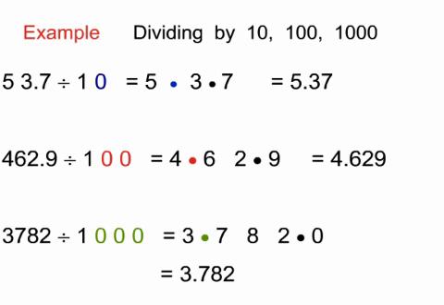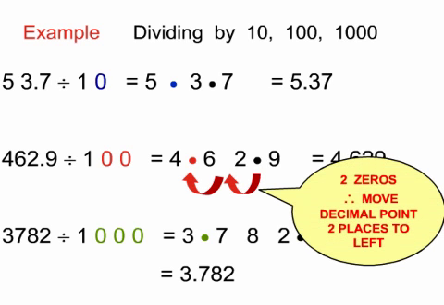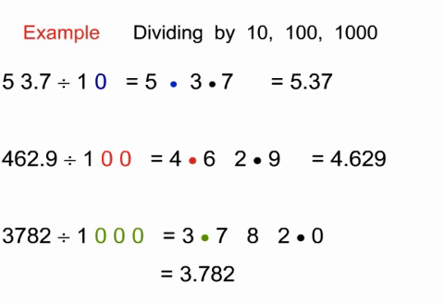Second example, 462.9 divided by 100. Here 100 has got two zeros, so we move the decimal point two places to the left. So the decimal point is now between the 4 and the 6, giving us an answer of 4.629.